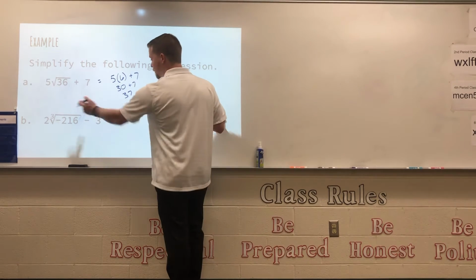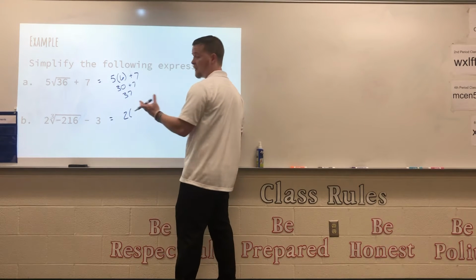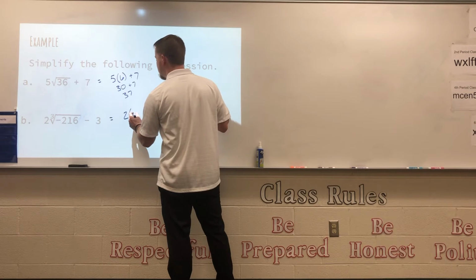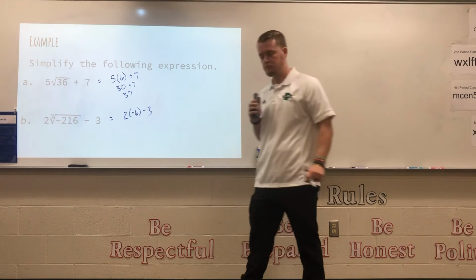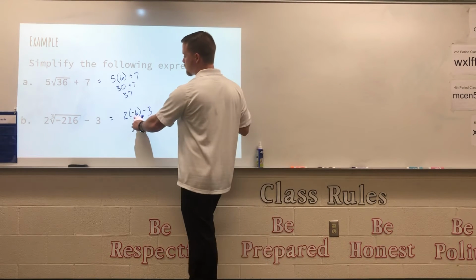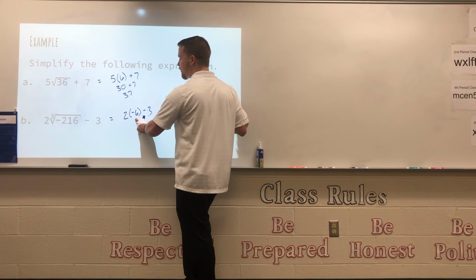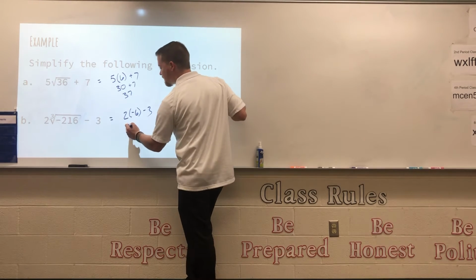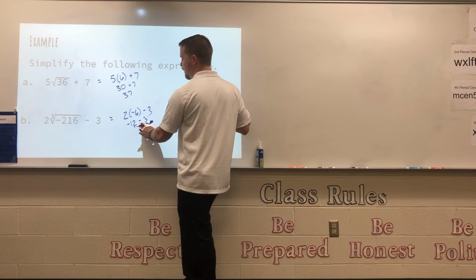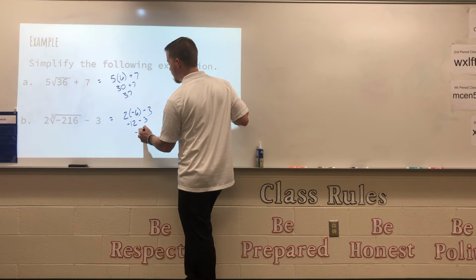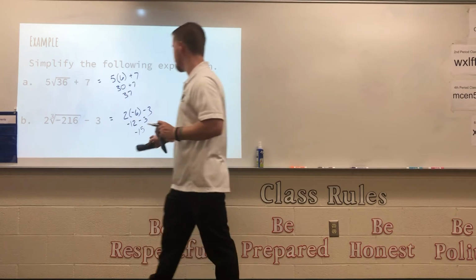So what that'll look like is I'm going to bring the 2 over, in parentheses, I just found the cube root of negative 216 is negative 6, and then minus 3 on the end. So don't get this confused, because this was right beside each other. Just because it's a minus doesn't mean it's subtraction. These are being multiplied. So 2 times negative 6 is negative 12. Bring down my minus 3. Negative 12 minus 3 is negative 15. Okay, so your final answer there should be negative 15.